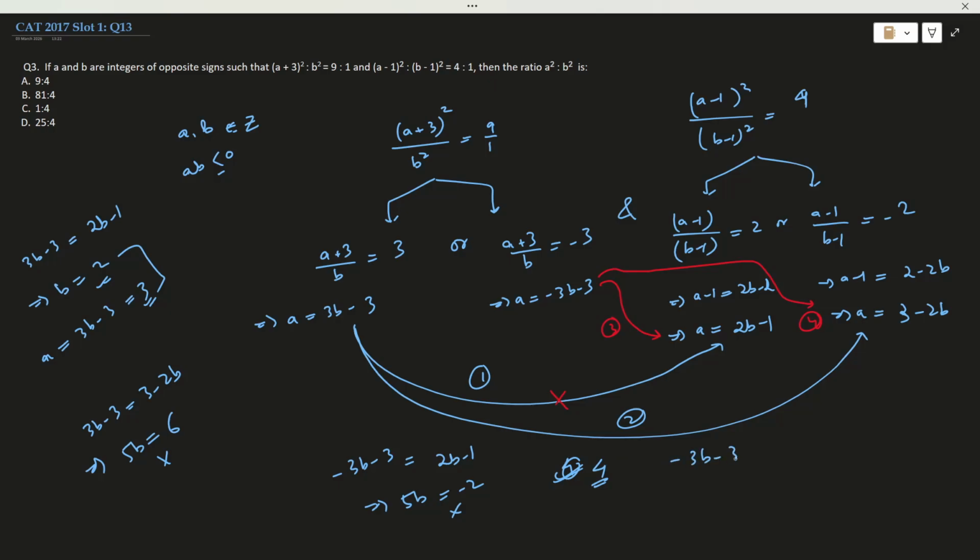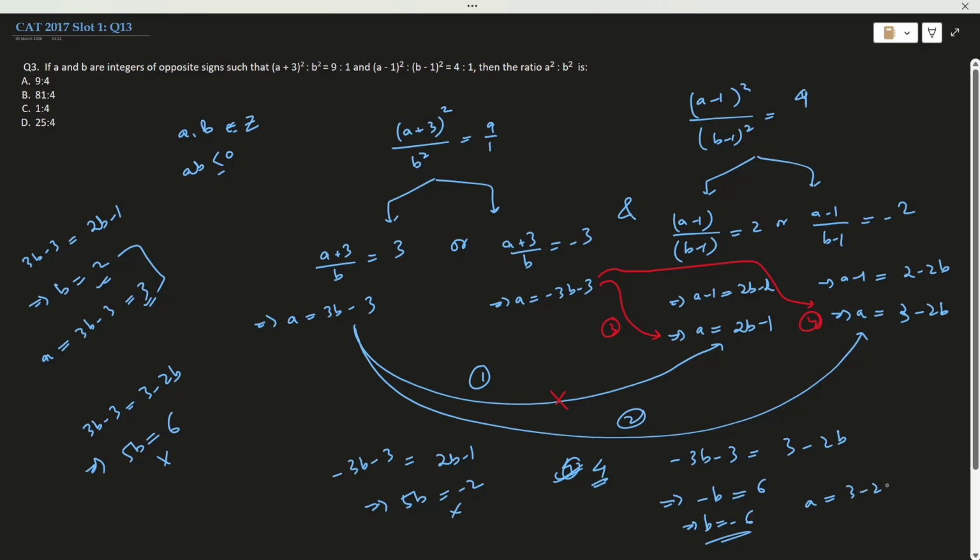Minus of (3b minus 3), which is a, is equal to 3 minus 2b. From here I will get minus of b is equal to 6, b equal to minus 6. If I put b equal to minus 6 in the fourth case, a is equal to 3 minus 2 into minus 6. So this will come 12, 15, right? a and b are integers and both are of opposite sign. That means b equal to minus 6, a equal to 15, right?